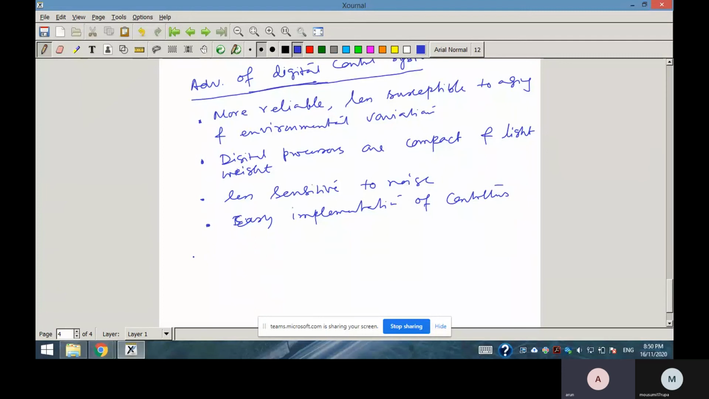So what are the disadvantages of a digital control system? There are, of course, some disadvantages. What is the disadvantage? Sampling. Sampling reduces the stability of the system.